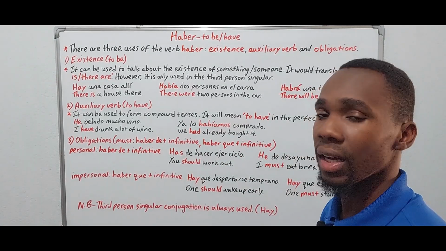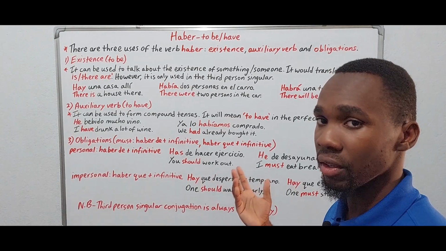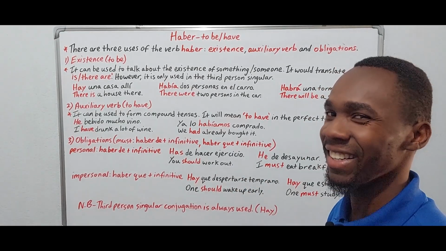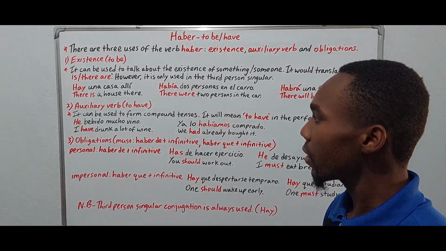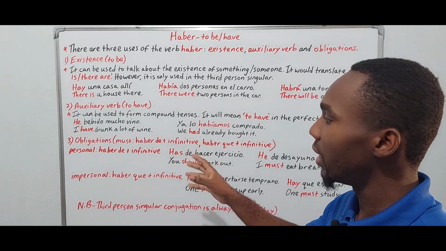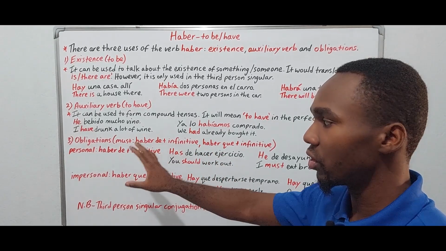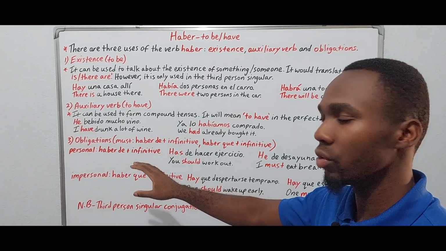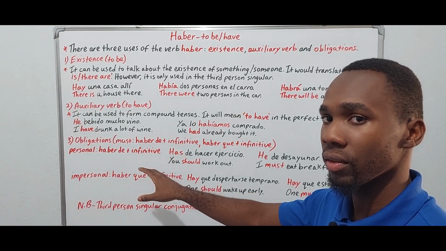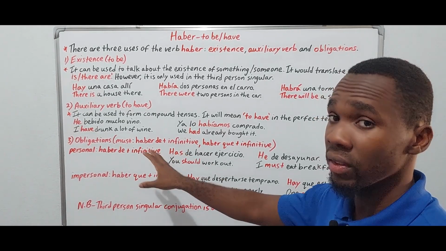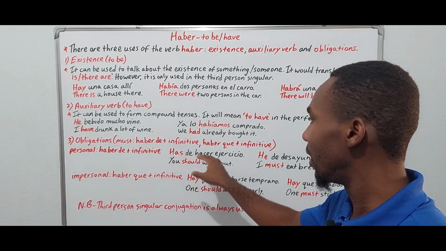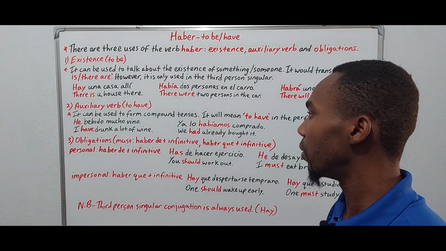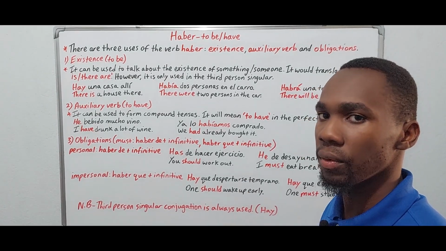And I'm sure you're going to ask yourselves, what is the difference? Well, let's see. When it comes to haber de plus the infinitive, this is personal, right? This is going to be used when we want to refer to a specific person. This is what it's called personal. Has de hacer ejercicio. You should work out, or you must work out.